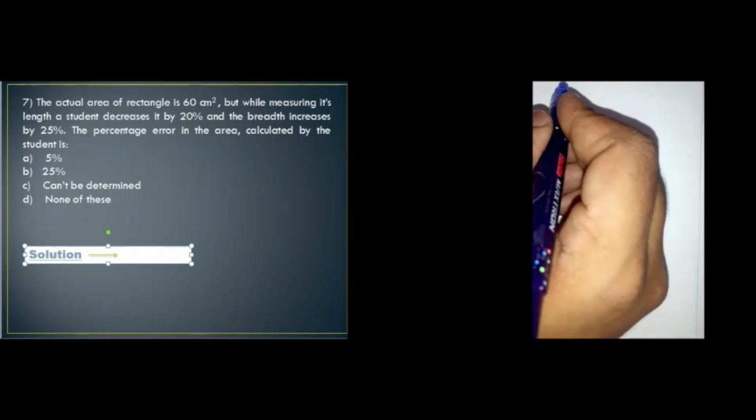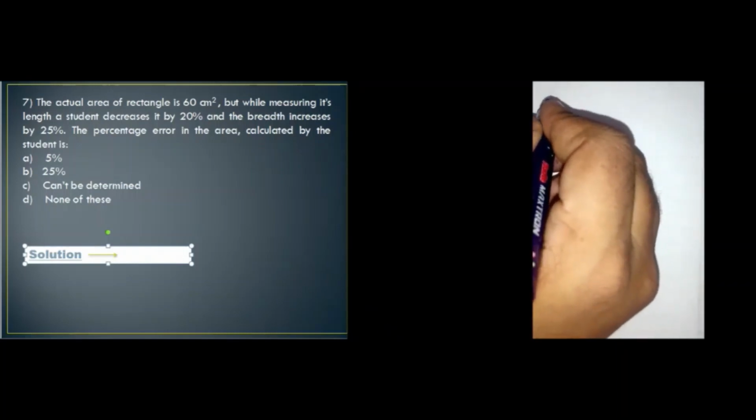The next problem is, the actual area of a rectangle is 60 centimeter square, but while measuring its length, the student decreases it by 20% and the breadth is increased by 25%. So the percentage error in the area calculated by the student is. The actual area is given as 60 centimeter square, and while measuring, the student has made a mistake in the length and breadth. Length they have decreased by 20% and breadth has increased by 25%. So it has been asked to calculate the percentage error in the area. Let's see the solution for this.